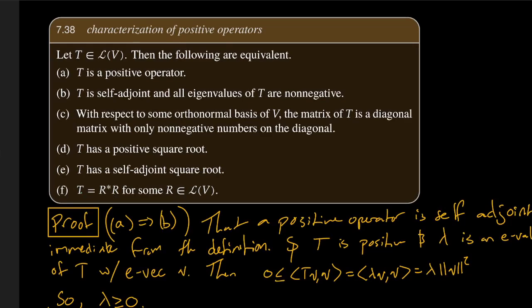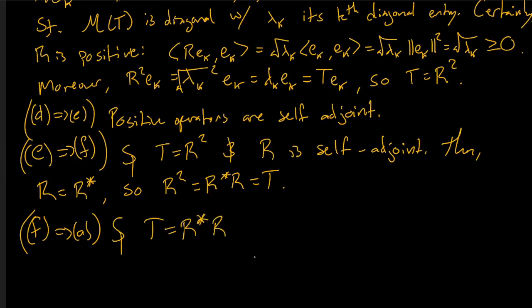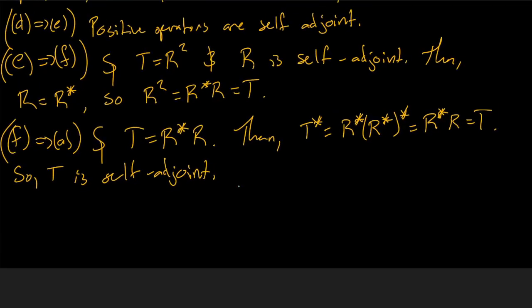Now let's suppose that T is equal to R adjoint R for some R, and let's show that T is then positive. So let's show that F implies A. Suppose that T equals R star R. Then T star is equal to R star times R star star, which is R star R, which notice is equal to T. So T is self-adjoint. Now, let's show that it's positive.